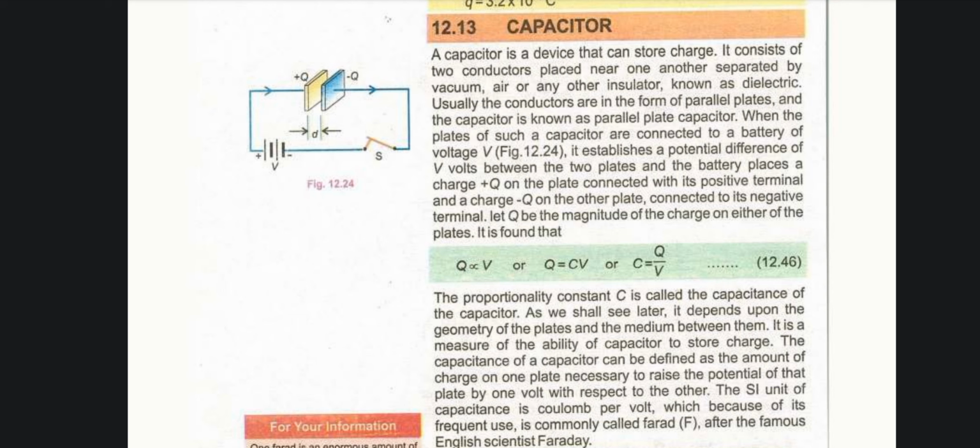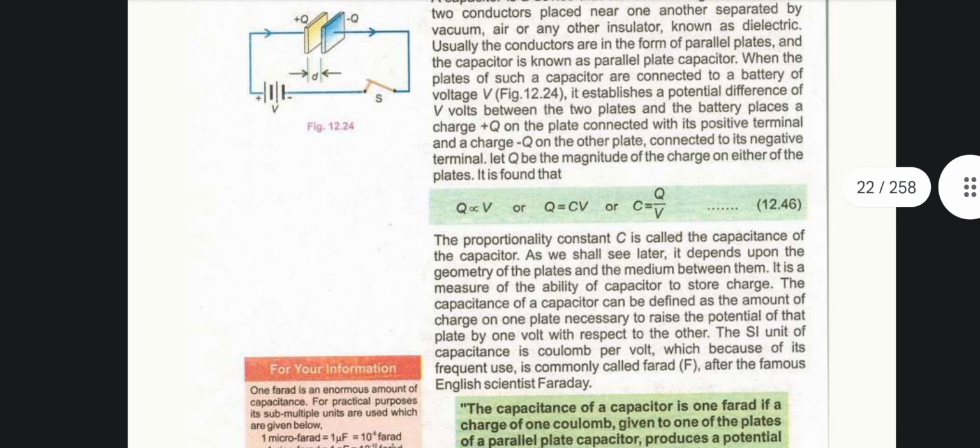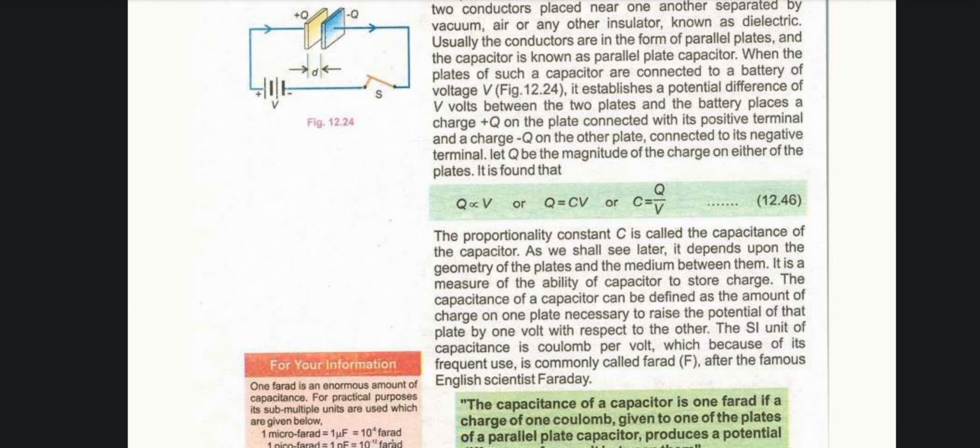Let's see what is a capacitor. A capacitor is a device that can store charge. It consists of two conductors placed near one another, separated by vacuum, air, or any other insulator, known as a dielectric. Usually the conductors are in the form of parallel plates, and the capacitor is known as a parallel plate capacitor.